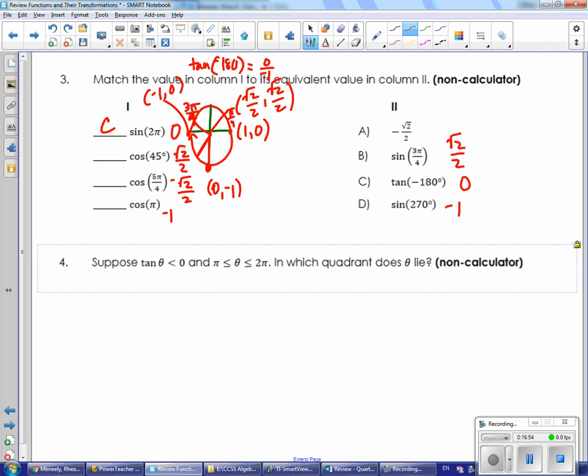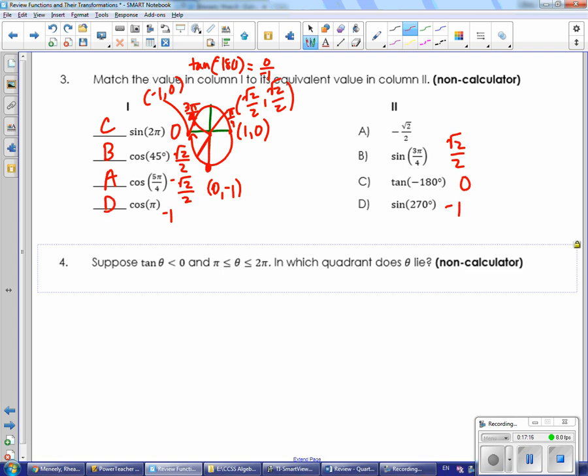And the cosine of 45 degrees, which is square root of 2 over 2, is going to correspond to B, the sine of 3 pi over 4. The cosine of 5 pi over 4 is a negative square root of 2 over 2, and that's letter A. And then the cosine of pi is -1, and that corresponds to the sine of 270 degrees. So that's going to be D.